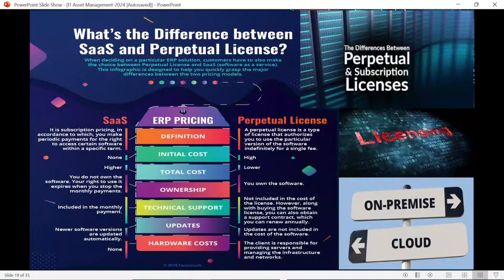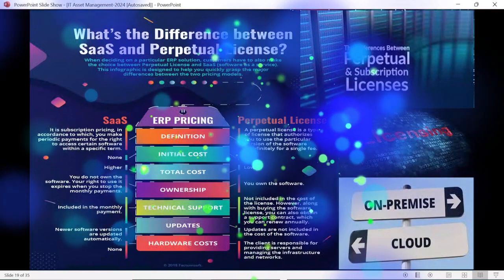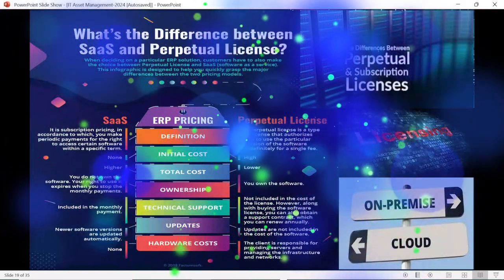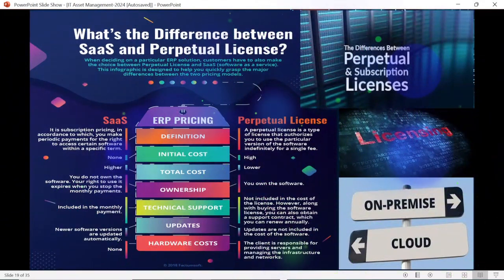Perpetual is very simple and straightforward. It's one-time pay, use as long as we need. For SaaS, the initial cost is almost negligible or nothing, or we can say very little cost is required. But for perpetual, we will have to pay a very high upfront cost.